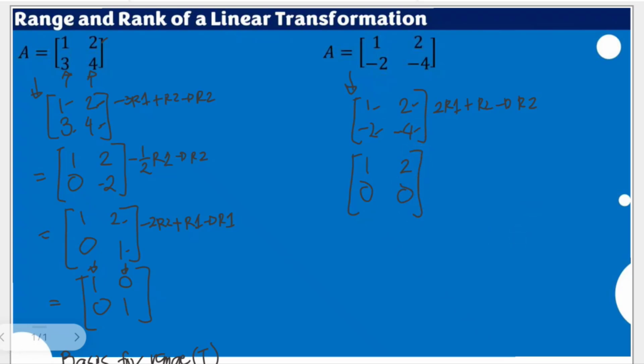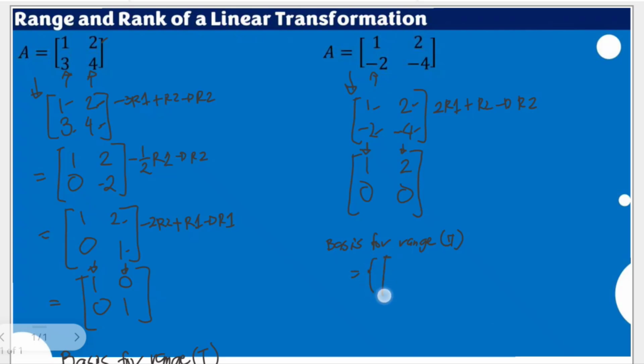From here, this is actually already in the reduced row echelon form. We don't need to make this 0 since on that specific column, there is no leading 1. So this is now the reduced row echelon form of the second matrix. Now, which of the columns, or are both columns, contain a leading 1? The only answer here is the first column, since the second column does not contain a leading 1. In short, the basis for the range of T for this second matrix is the first column of the initial matrix.